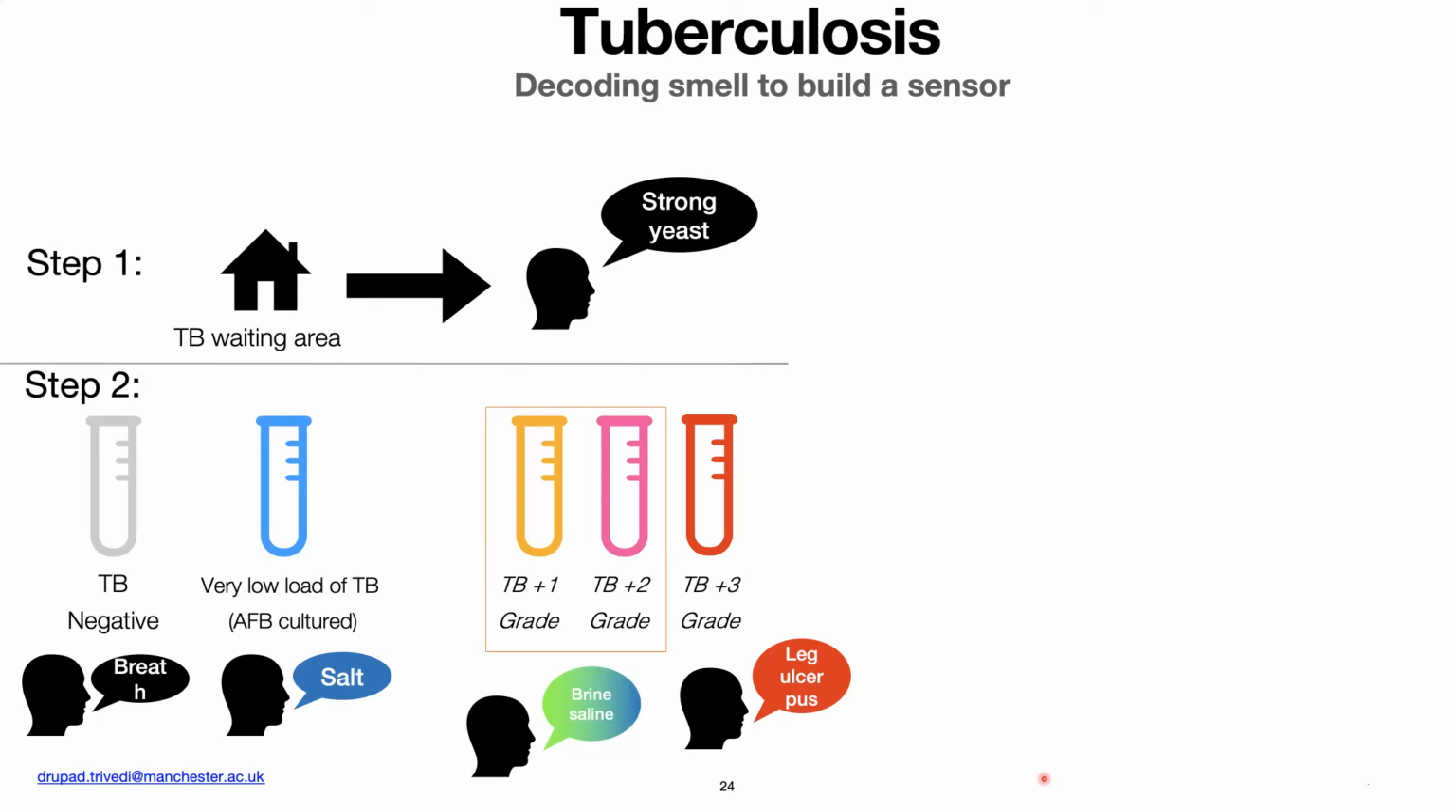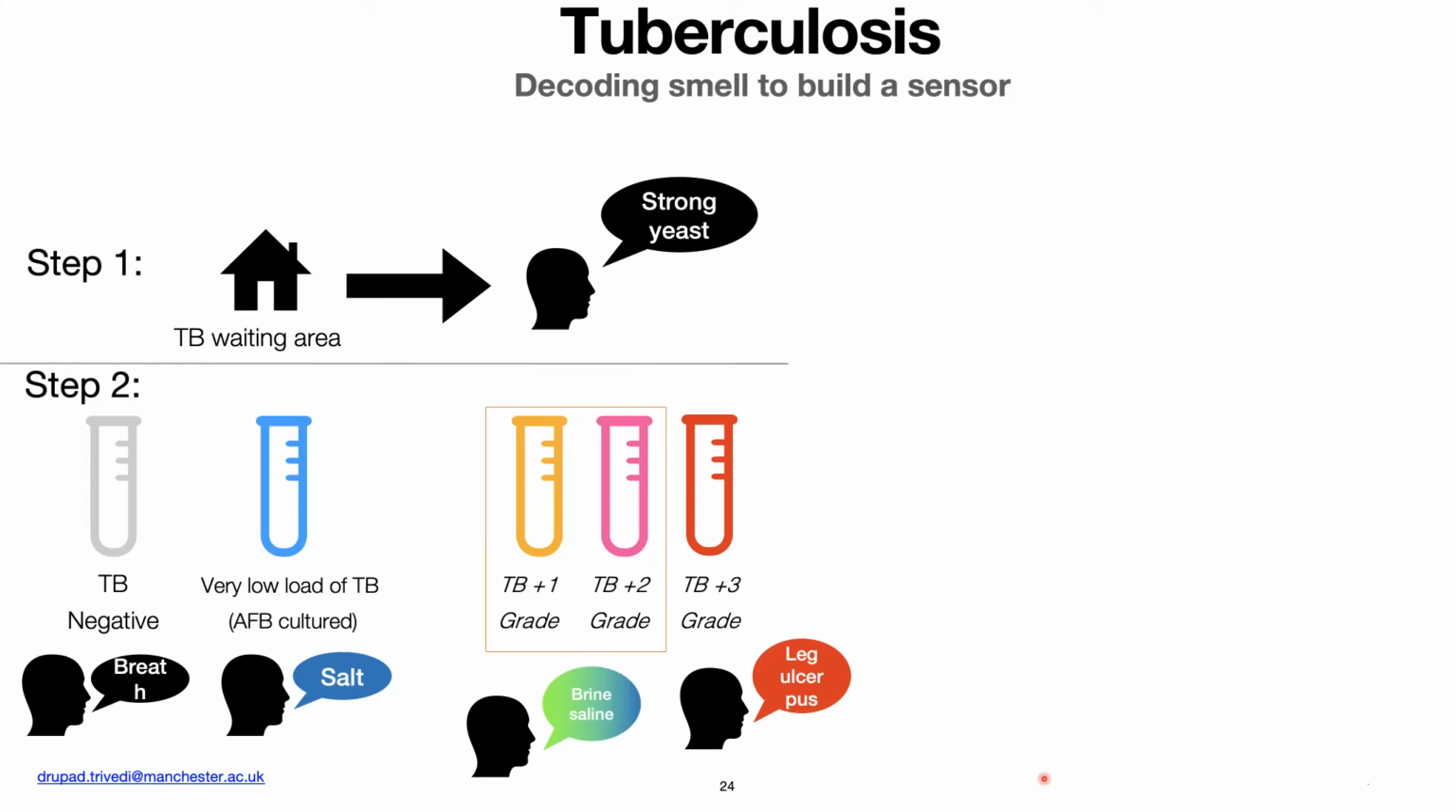And then we gave her a really bad TB. This is when someone comes to a clinic and they'll be coughing their lungs out and you know something's wrong with them, that kind of TB. And she said it smelled like pus, like a leg ulcer, when you get an ulcer in your mouth or your leg, and you know the kind of smell it gets. So a really bad smell.